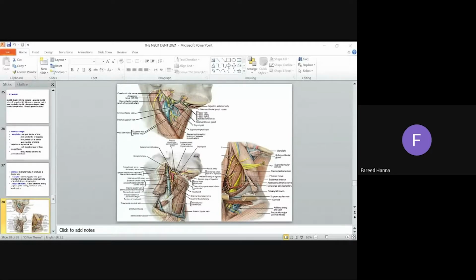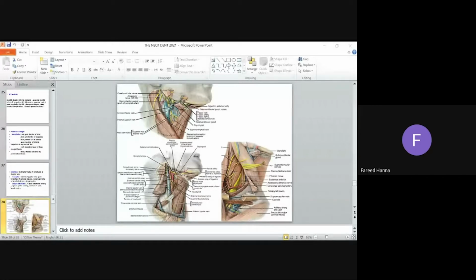Now this triangle is divided into 2 triangles by the inferior belly of omohyoid. This is the inferior belly of omohyoid, forming a small inferior triangle, which is called the supraclavicular triangle. From its name, supra means above the clavicle. The supraclavicular triangle is bounded by the inferior belly of omohyoid, the posterior border of the lower portion of the sternocleidomastoid, and the superior border of the middle third of the clavicle. This is the supraclavicular triangle.